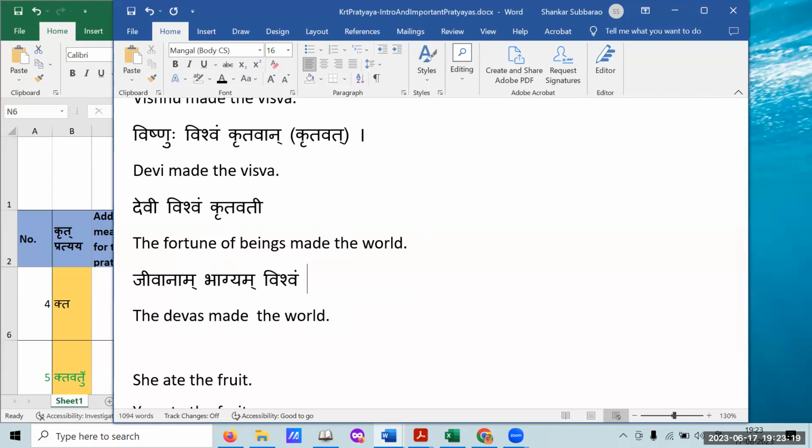So now Bhagyam is singular. What is singular? Jivanam. Think carefully, don't jump. Think carefully and say what you have to say. Jivanam Bhagyam Vishwam Krita. So now the point is Kritavat you have to make. Okay? You have to make Kritavat. But now the question is, how will Kritavat decline in neuter? How will Kritavat decline? Listen carefully.